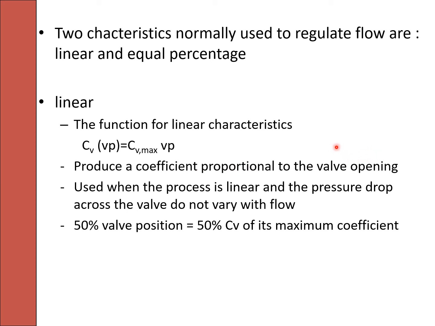You can see from the linear graph that the value of CV at the y-axis is proportional to the value of VP at the x-axis. This linear characteristic valve will be used in a linear process, where the pressure drop across the valve does not vary with flow. If the valve position is 50%, the value of CV would be 50% also. It shows the proportional relationship.